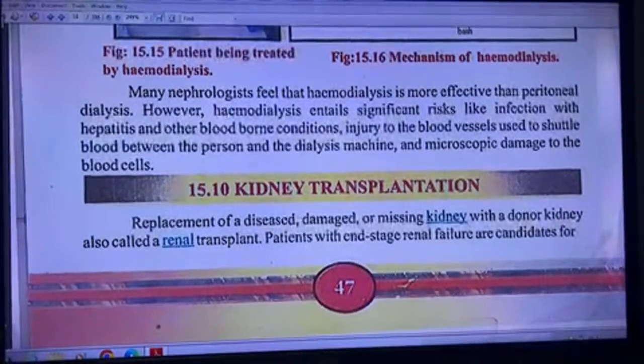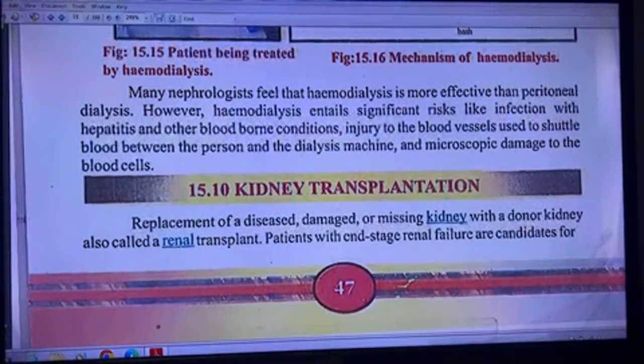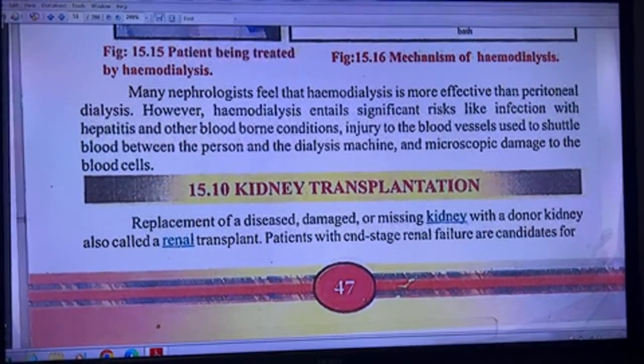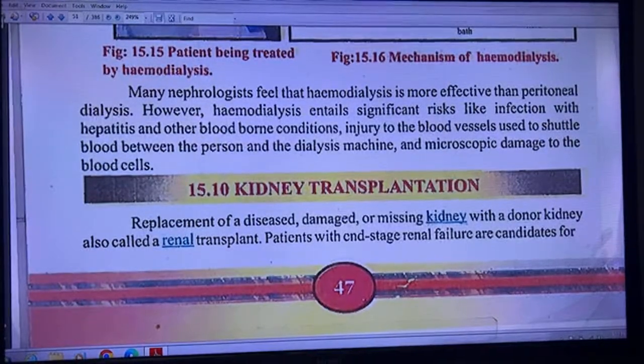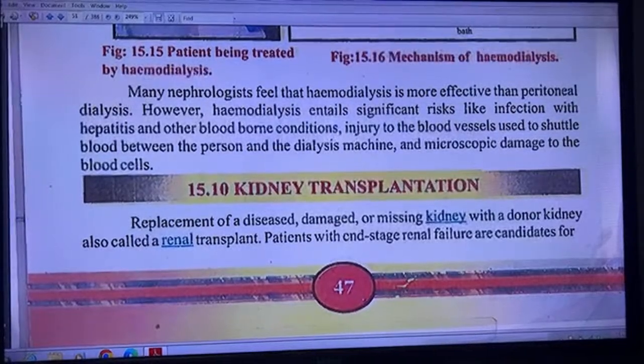Many nephrologists feel that hemodialysis is more effective than peritoneal dialysis. However, hemodialysis entails significant risks, like infection with hepatitis and other blood-borne conditions, injury to the blood vessels used to shuttle blood between the person and the dialysis machine, and microscopic damage to the blood cells.